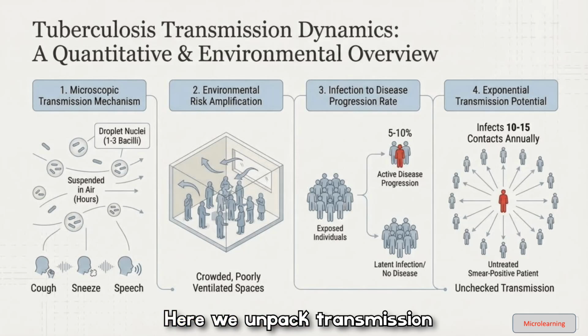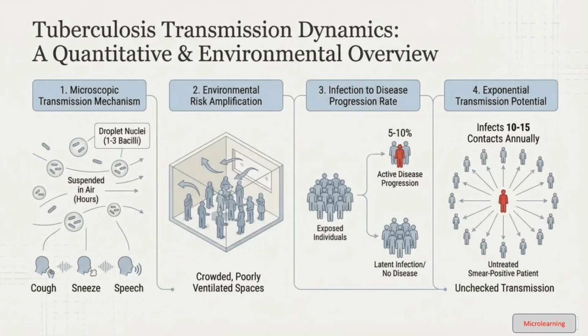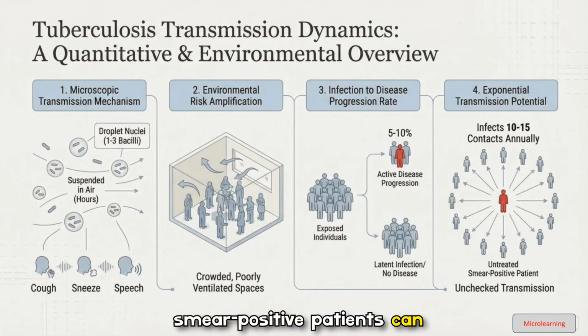Here we unpack transmission dynamics, starting at the microscopic level, where droplet nuclei produced by coughs or speech can remain airborne for hours. Crowded, poorly ventilated spaces amplify risk. Only a minority of exposed people progress to active disease. Yet untreated smear-positive patients can infect many contacts. So environmental controls and early detection are essential to break exponential spread.